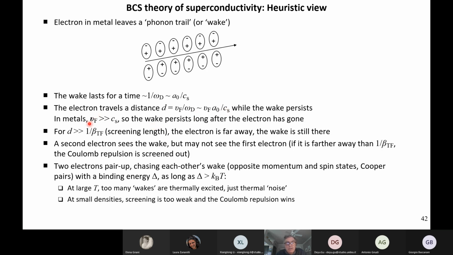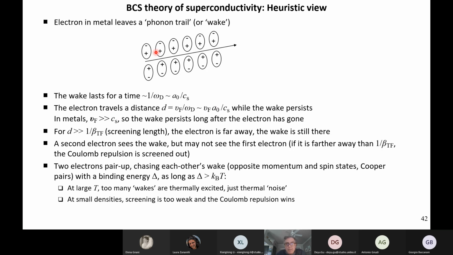In metals, the Fermi velocity is much bigger than the sound velocity. Well, in most semiconductors too. So this can be of the order of 10 to the 7 centimeters per second. This will be of the order of 10 to the 4, 10 to the 5. So we have 2 orders of magnitude, likely, maybe even more. This may be even 10 to the 8 in some metals. So 2, 3 orders of magnitude difference. So the distance that the electrons travel is several unit cells. So the electrons can travel quite a distance while the wake persists.